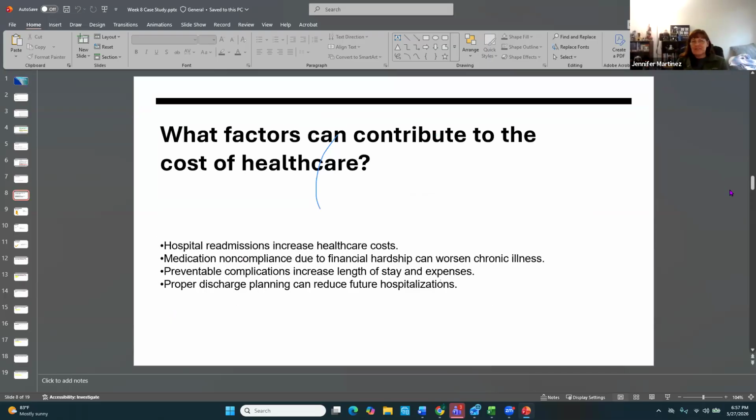So the factors that can contribute to the cost of healthcare, right? We talked about readmissions, right? It's going to increase the cost of healthcare. Medication noncompliance, right? We already talked about that, how it can worsen those chronic conditions. And some of those preventable complications increase length of stay and expenses. If he is getting up unassisted and he falls, right, or falls and breaks a hip or something along those lines, that's going to increase his length of stay. It's also going to increase those healthcare costs.